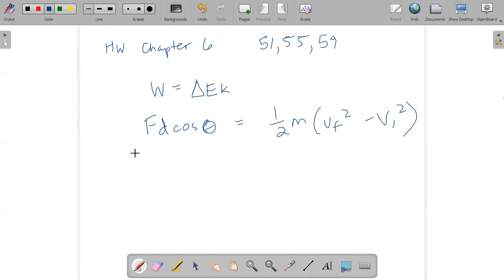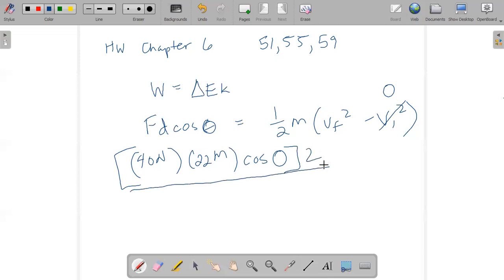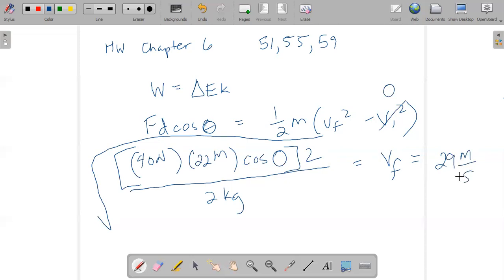So force is, what was it, 50 newtons? Let's see, 40 newtons. 40 newtons times, what was the distance? 22 meters, cos 0. I want v, and we know the initial velocity term is 0 because it starts from rest. So times 2 divided by m, which is 2 kilograms. So all that is going to equal, under the radical, because that term is squared, the final speed, which equals 29 meters per second. And there you go. That was 51.